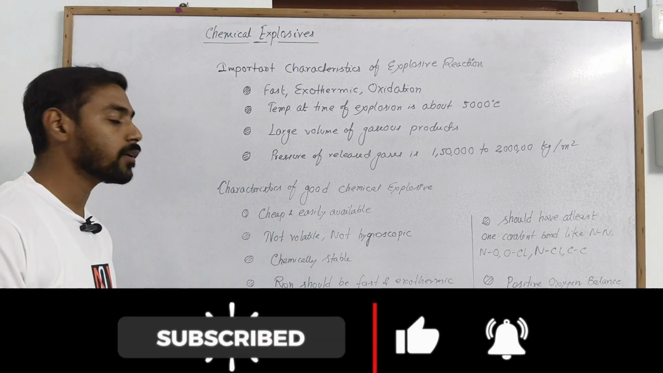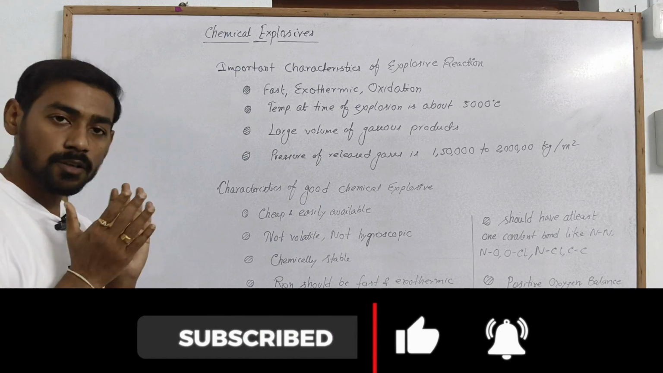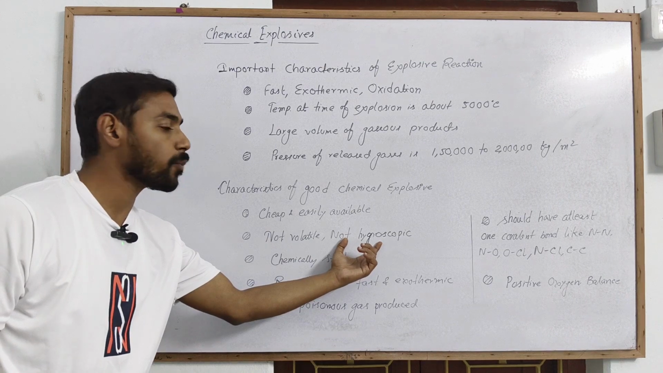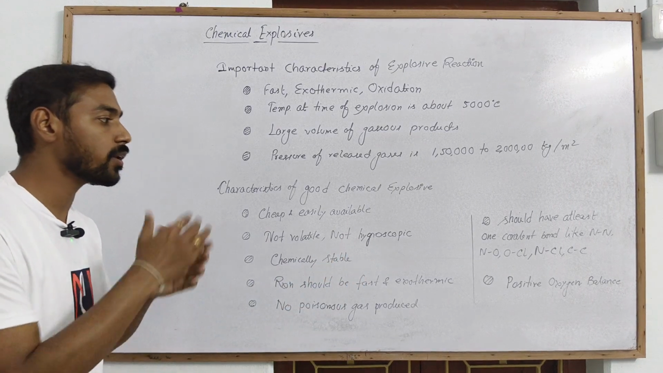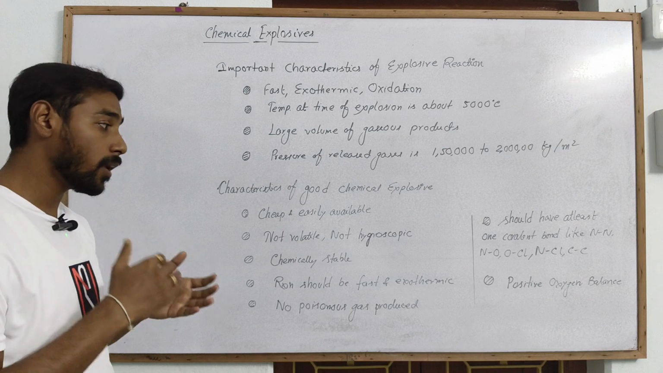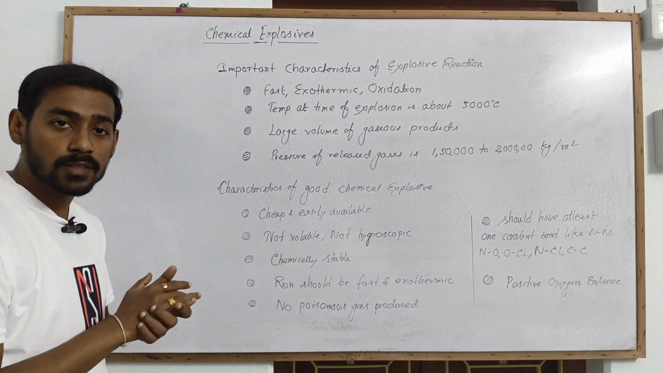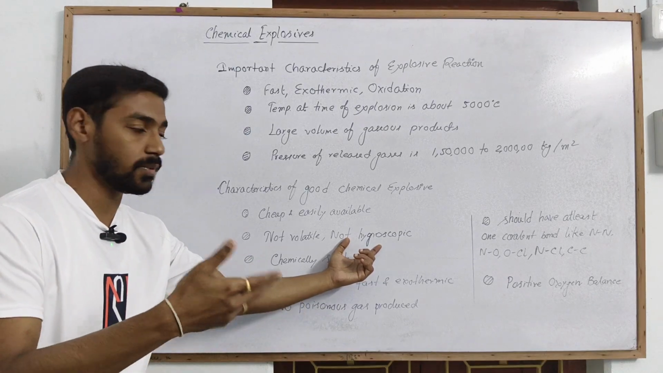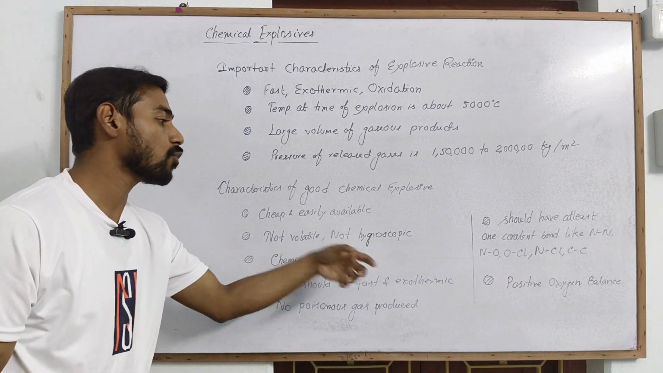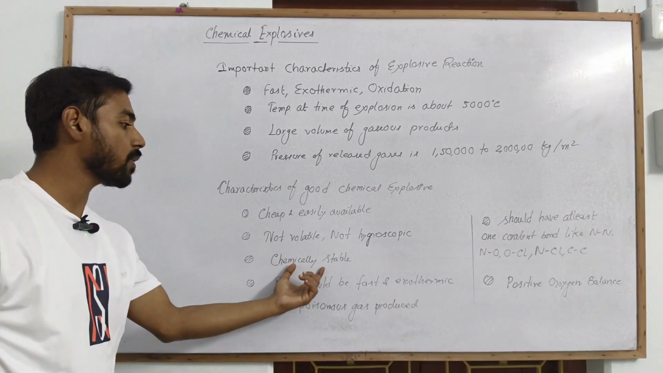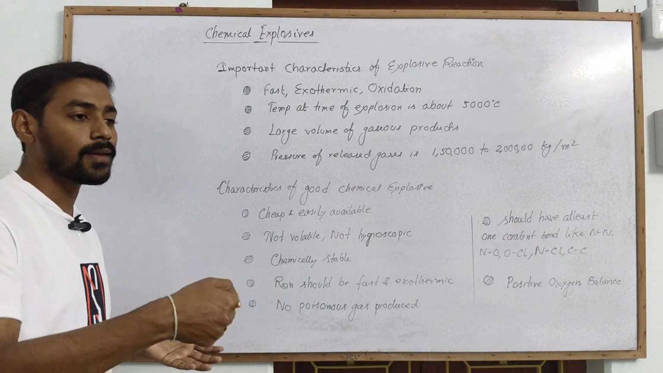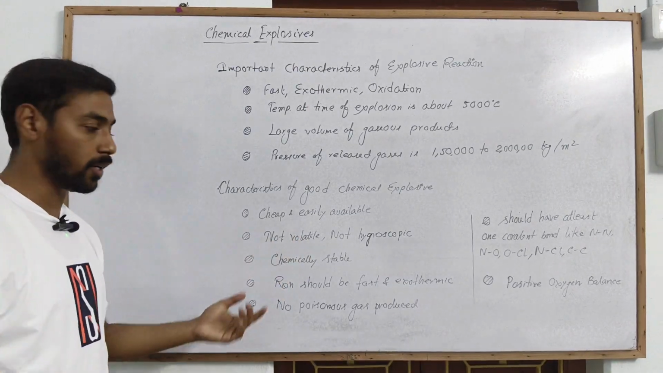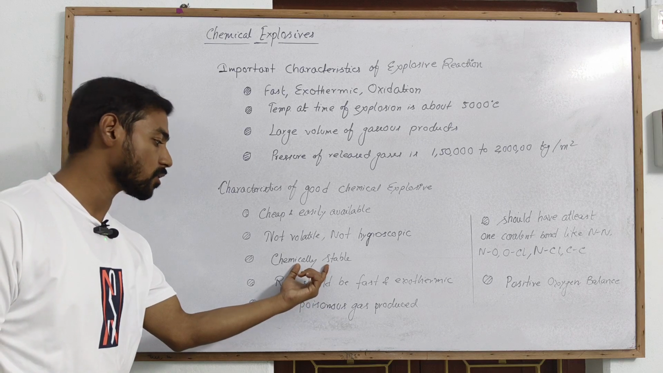Okay, now the second point is that it should not be volatile. If it is volatile, then it has no usage, and it should not be hygroscopic in nature. If it is hygroscopic, then it may absorb moisture from the air, then it may explode unnecessarily, or it may be damaged, because based on different conditions it will behave differently. Now it should be chemically stable, because whenever you are carrying the explosive in a sealed container, it should not react with the walls of the container, so it should be chemically stable in nature.